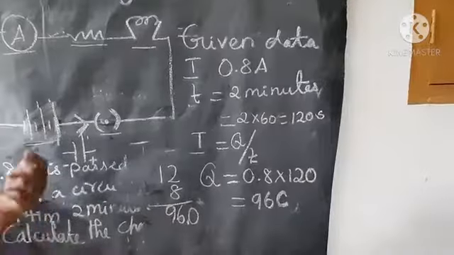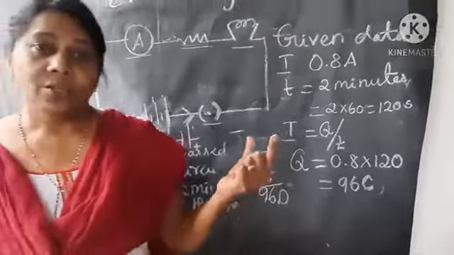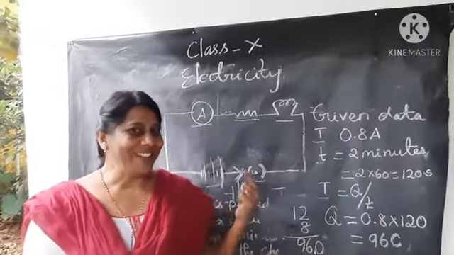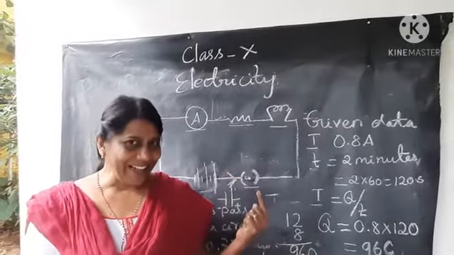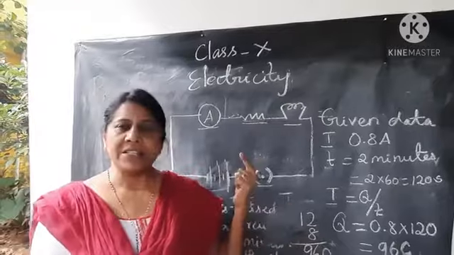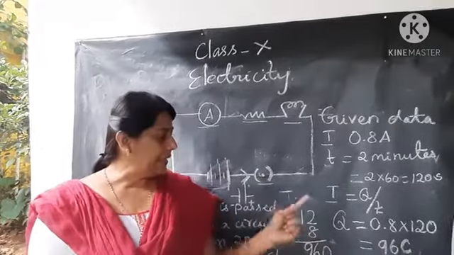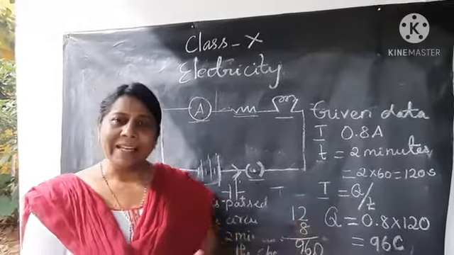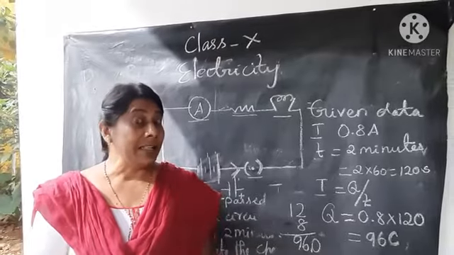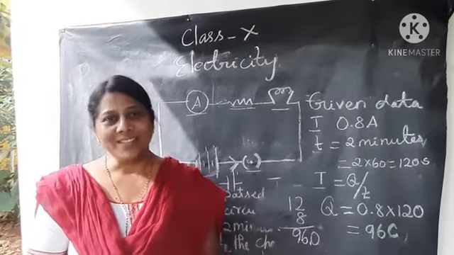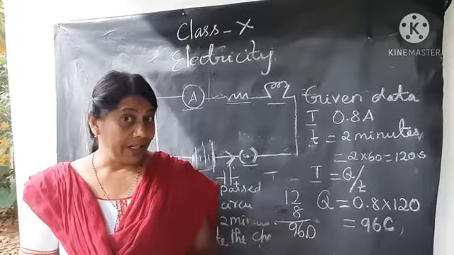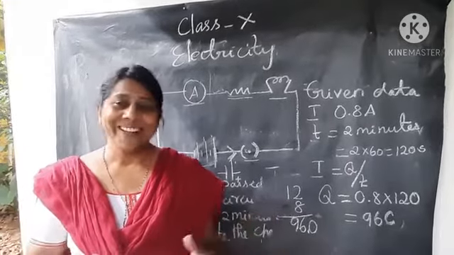Dear ones, hope you understood. Today what you have learned? What is an electric current, an electric circuit, what is switch, and the expression for the electric current and symbols of some of the components. What is potential difference? We can see in the next class.